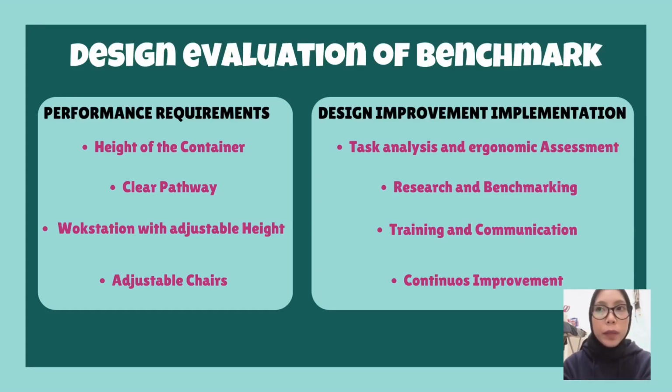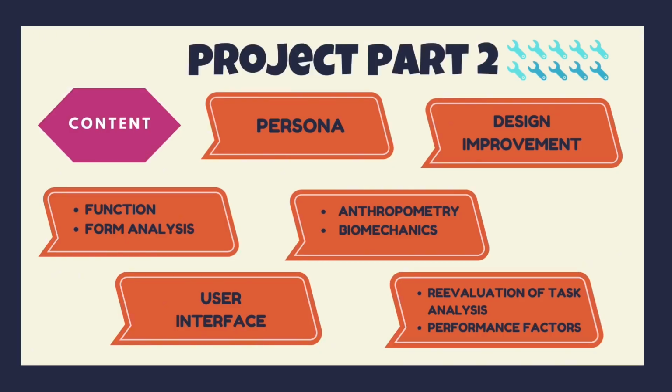For design improvement implementation, there are 4 points too. Firstly is task analysis and ergonomic assessment, which is to conduct a detailed analysis of each task to identify ergonomic stress and opportunities for improvement. Secondly is research and benchmark, to research best practices and ergonomic standards applicable to the manufacturing industry. And thirdly is training and communication, where we develop prototypes and mock-ups of ergonomic solutions for each task. And lastly, continuous improvement.